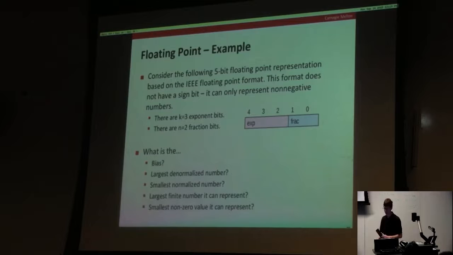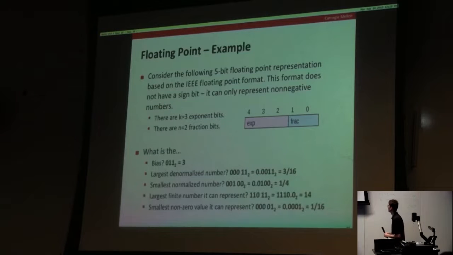Since we're running short on time, we'll put the answers up and we'll just look at them. So the largest denormalized number we could represent, the denormalized number is here, where the exponent bits are all 0, so the first 3 bits have to all be 0. And then to get as big as possible, we could have all the rest of the bits be 1. And so that gets us to 3/16 when we apply this formula. The smallest normalized number we could represent would be where this part is 0 and we have the smallest fraction possible. That's going to be 1/4. The largest finite number we can represent is going to be 14. Smallest non-zero number it can represent is going to be 1/16.